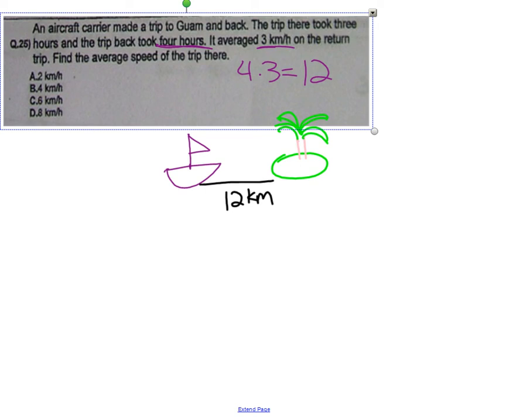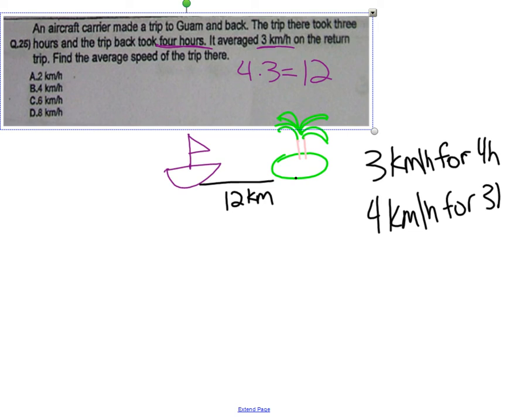So now they were going 3 kilometers per hour to get back. So they went from here back to the boat starting place. But it only took them 3 hours to get there. So if it took them 3 hours to get here, how fast would they have been going? 4 kilometers per hour. So now we have they went 3 kilometers per hour for 4 hours. And then they went 4 kilometers per hour for 3 hours.